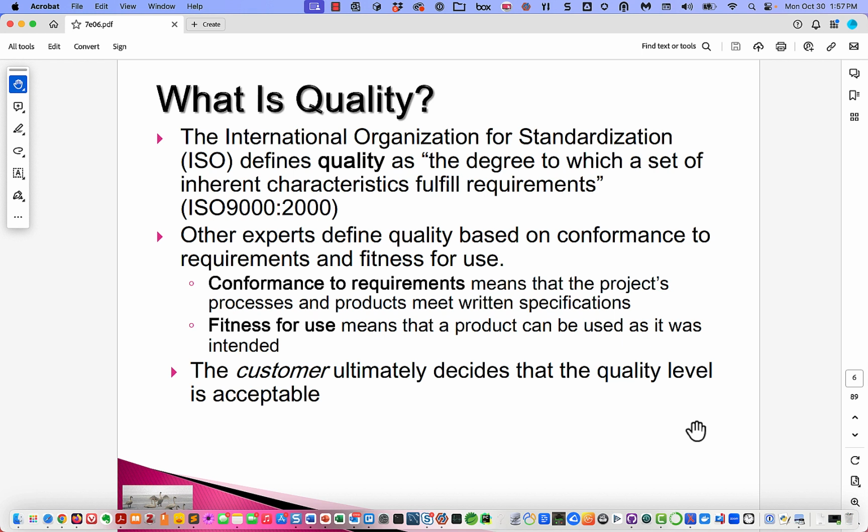Conformance to requirements means that the project's processes and products meet written specifications, and fitness for use means that a product can be used in the way it was intended. The customer ultimately decides what level of quality is going to be acceptable.